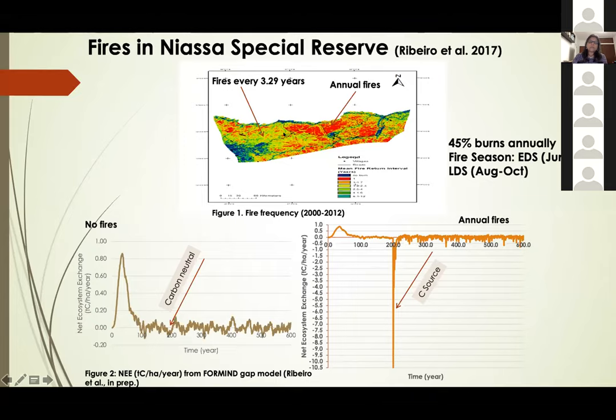The graphs on the bottom show results from the FORMIND gap model, which was calibrated from our field data. The graph shows the net ecosystem exchange over the 600 years of our simulation. The left graph is the no fire regime, in which the ecosystem is carbon neutral at maturity. But if the system burns annually, the system can be converted into a carbon source. So this shows that fire management is important in this system. Of course, we don't want a situation of no fire, so maintaining the fire frequency of every 3 years is probably the best option at this point.